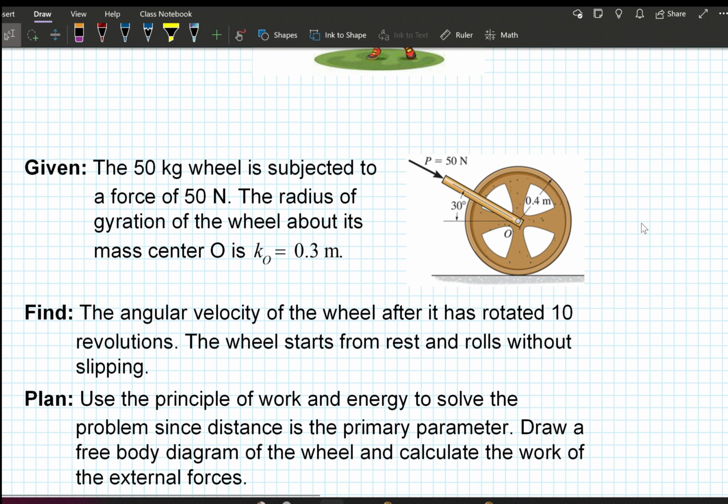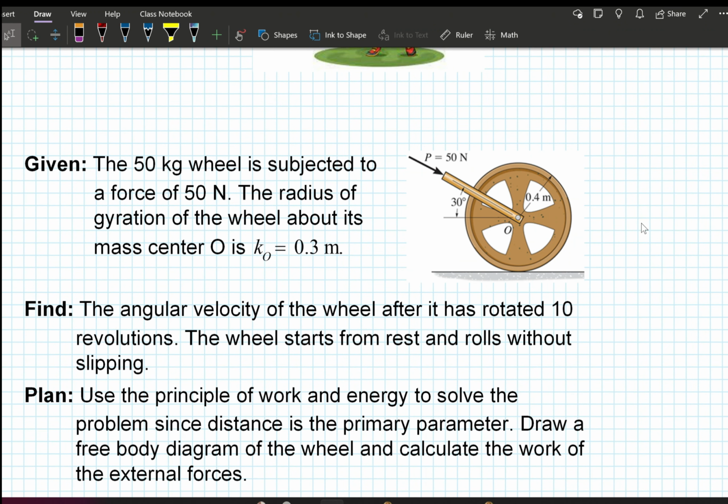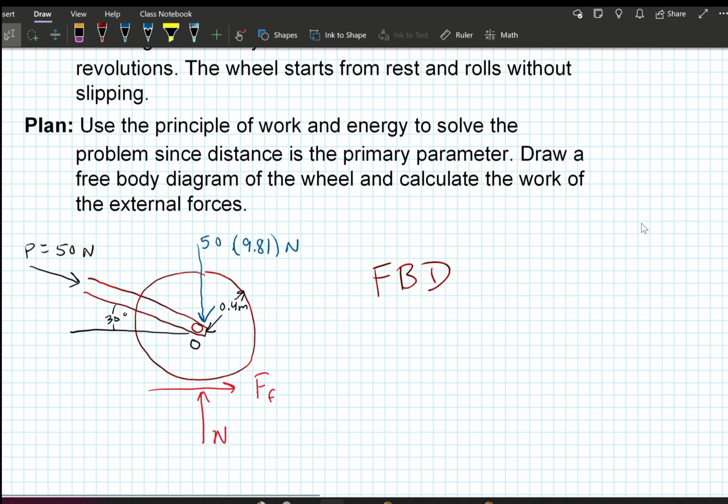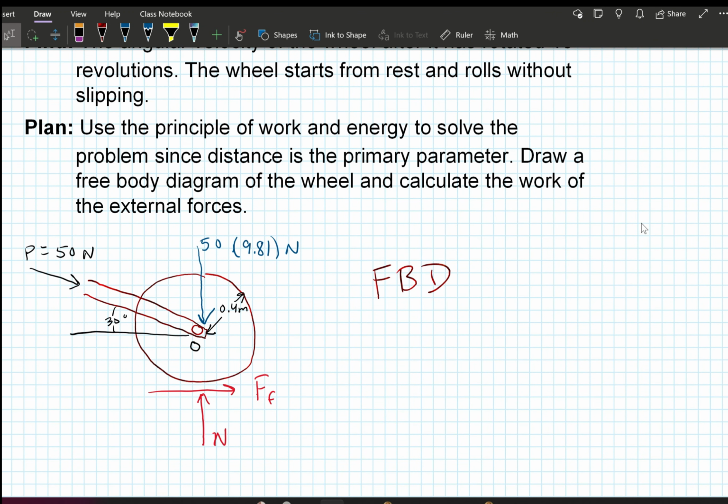So we start out with a plan. We're going to use the principle of work and energy here to solve the problem, since distance is the primary parameter involved. So we draw a free body diagram of the wheel, and then we're going to calculate the work of the external forces. I've drawn the free body diagram as such. Take a few seconds to look at that. Make sure you understand the details of the free body diagram, and then we move forward.